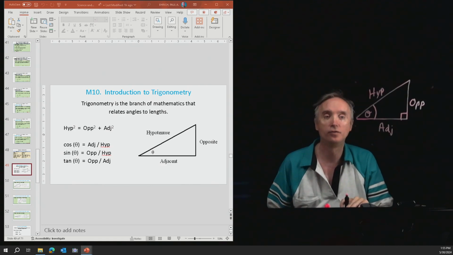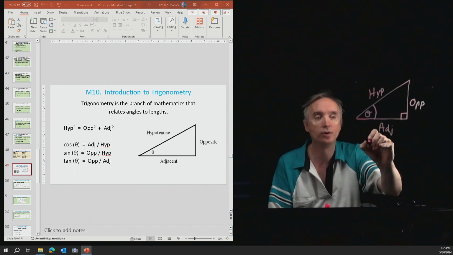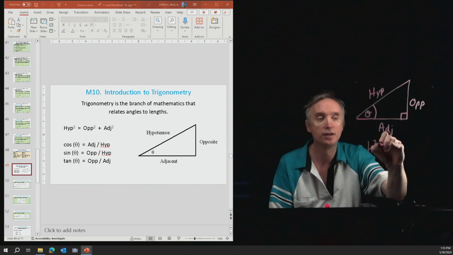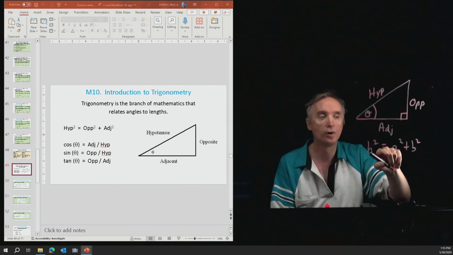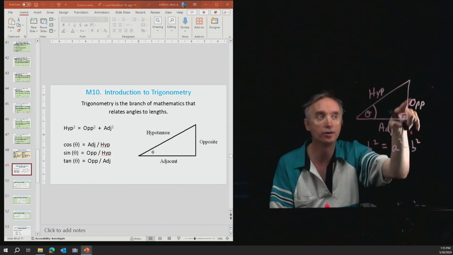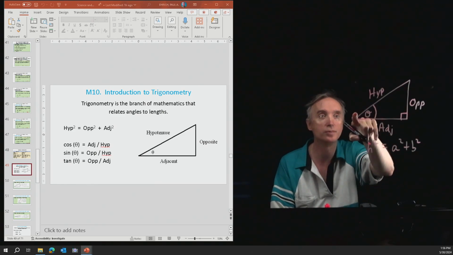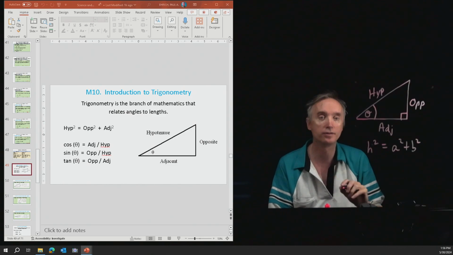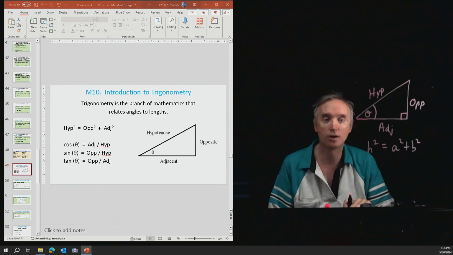So there are four main functions that are used in trigonometry. The first one I think should be familiar to you, which is the Pythagorean theorem. So you should be familiar with something like h squared is equal to a squared plus b squared, where a squared is going to be the opposite side squared, and then b is this distance here squared, and then h is going to be this distance, and then you have to square it. So that's called the Pythagorean theorem. But the ones that you may not be familiar with are these other three.